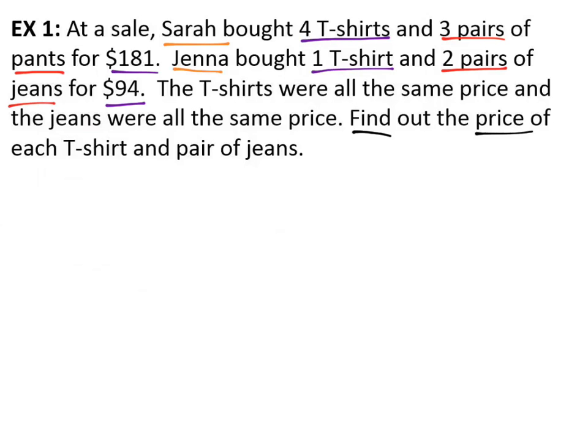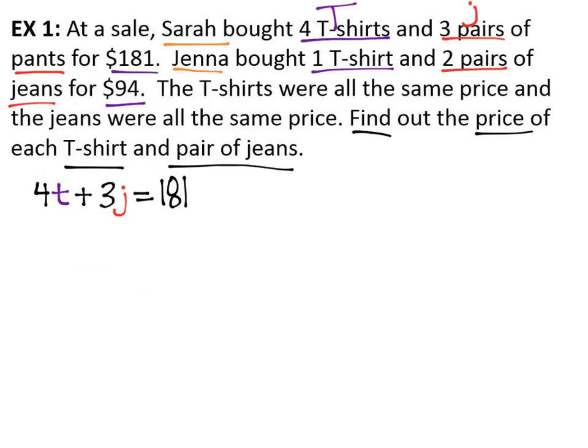With that, we first need to figure out the price for each one. To do that, step 1, figuring out what variable we're going to use. I notice we have t-shirts and jeans, so I'll use T for t-shirts and J for jeans. For the first equation, we write 4T because she bought 4 t-shirts, so I have 4 times T plus 3 times J equals 181. The second one, same type: she bought 1 t-shirt, 2 pairs of jeans for $94.